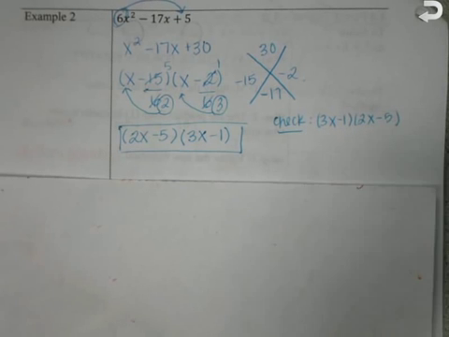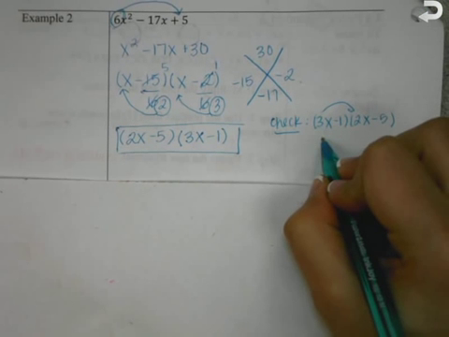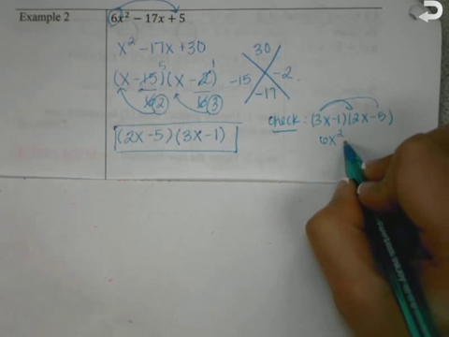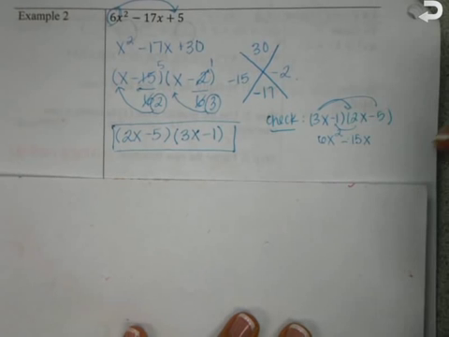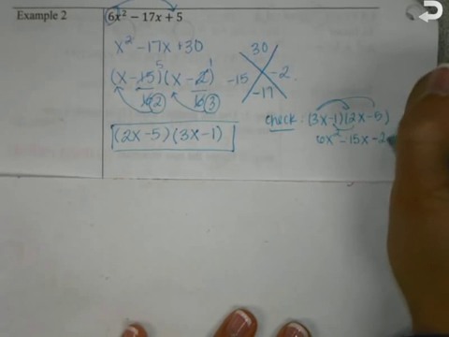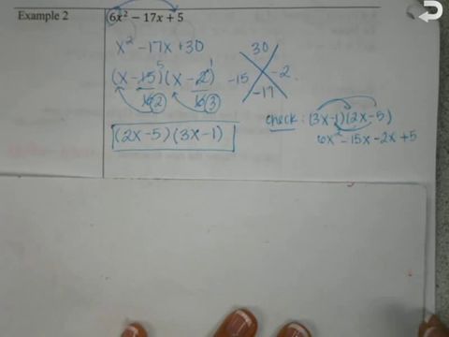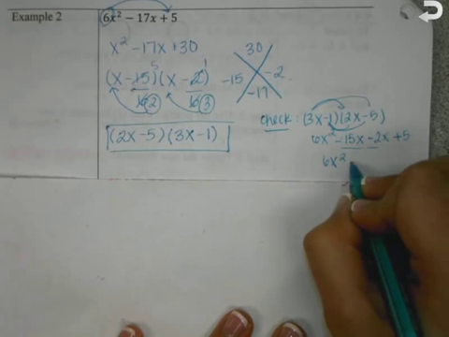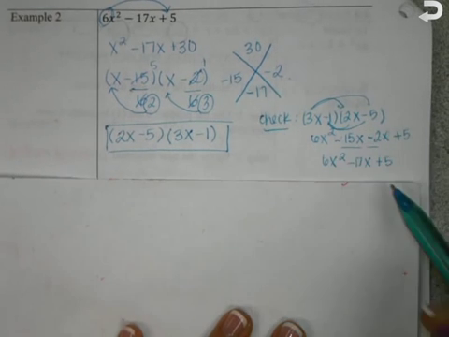Okay? So quick check. 3x times 2x, 6x squared. 3x times negative 5, negative 15x. Negative 1 times 2x, negative 2x. And negative 1 times negative 5, positive 5. Combine like terms, so that gives me 6x squared minus 17x plus 5. Is that what we started with? Yes, so we got the correct answer. Okay?